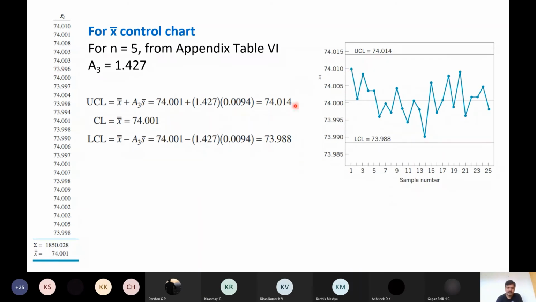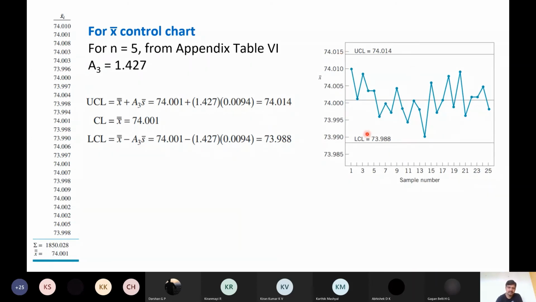After deciding on the scale, 1 unit equals how much, you can go for locating the control limits. First the lower control limit, 73.988. So here 73.98, draw a horizontal line. Then 74.001, consider that point, draw a horizontal line. Then 73.988. Then 74.014, that is the upper control limit. So consider this and draw a horizontal line.